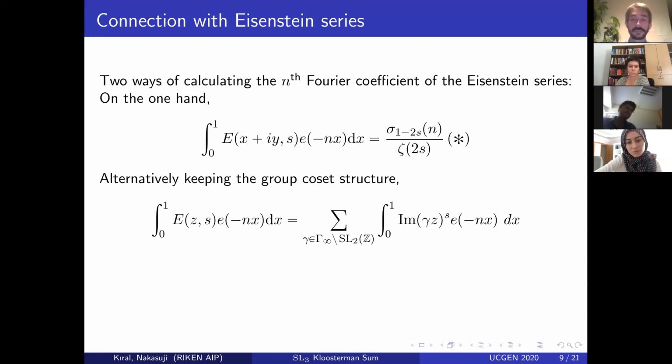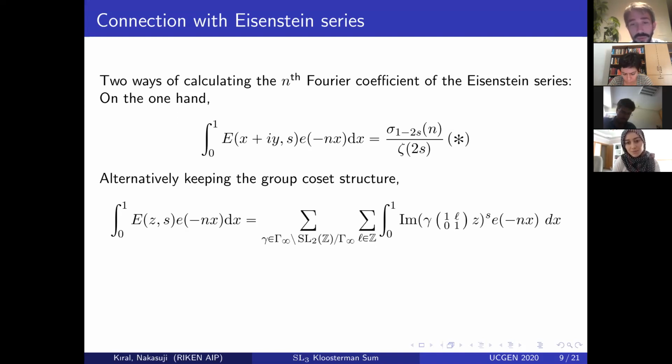detail. So what I do is write the Eisenstein series as a sum over SL2Z. This is just the definition of the Eisenstein series with the imaginary part of gamma Z. Write it, instead of a single coset of gamma infinity, as a double coset of gamma infinity. So to the right of gamma, I'm separating the 1 n 0 1 part.